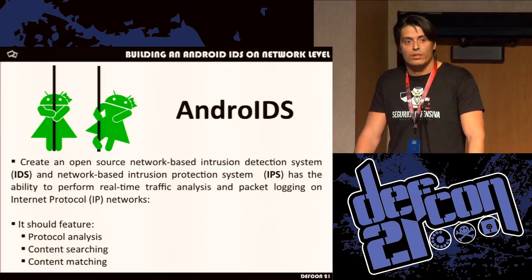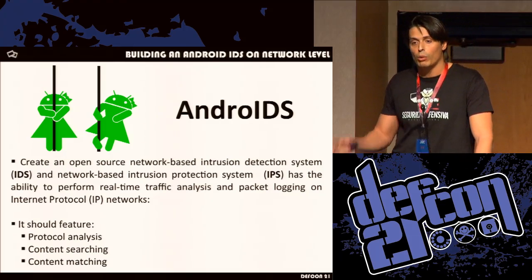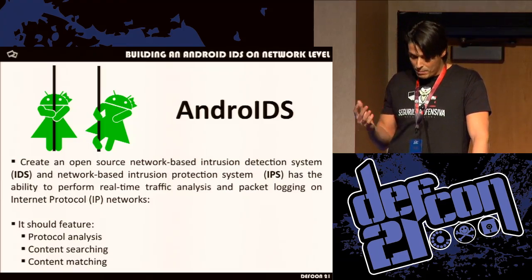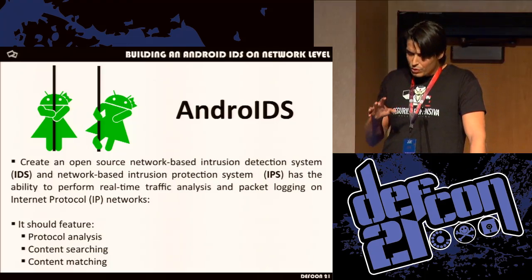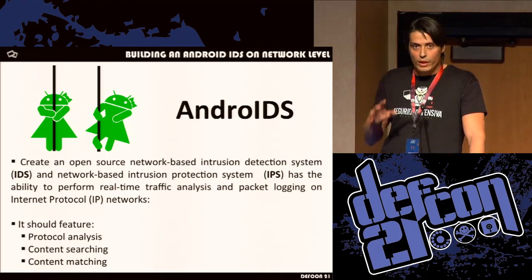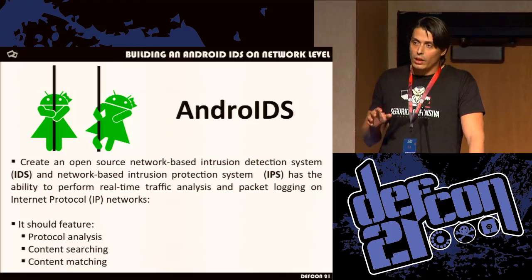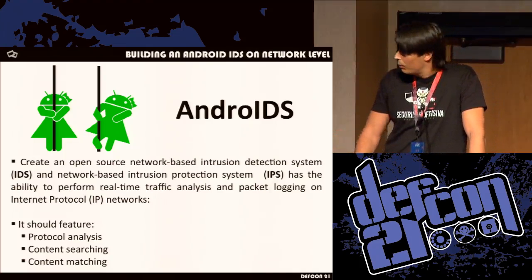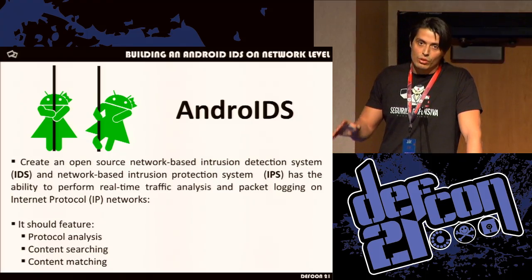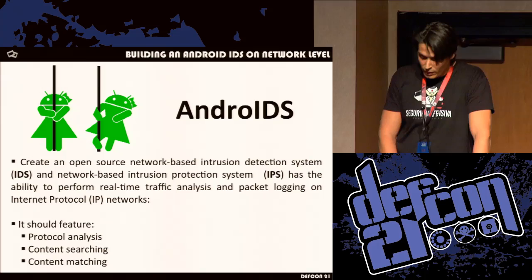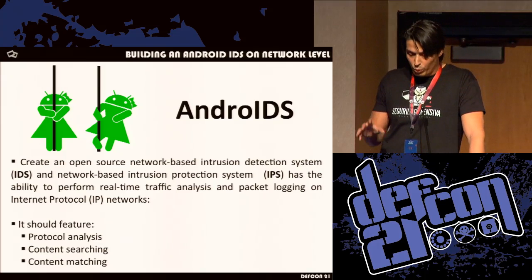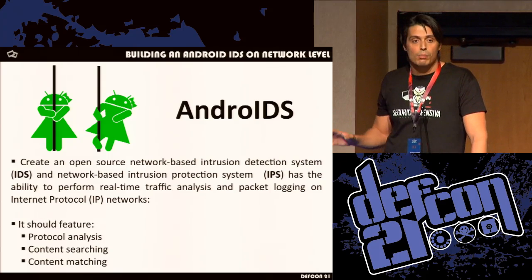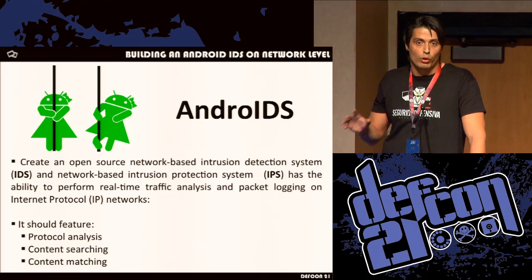This Android IDS is a first approach to create open source software that is a network IDS and a network IPS that has to perform real traffic analysis and packet logging on the internet protocol. Its features are protocol searching or protocol analysis, content matching, and content searching. It would be great if you were capable of hooking the syscalls of the Android device. I'm working on this because you could reduce the amount of false positives.